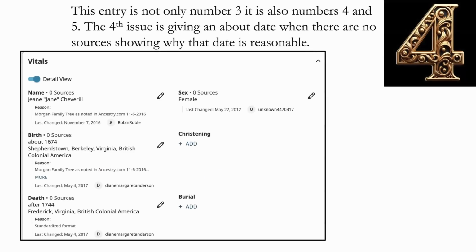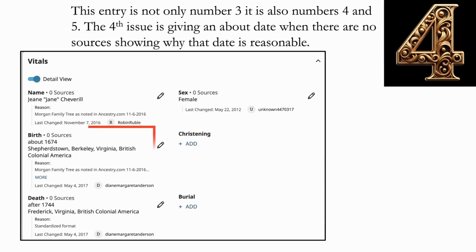Okay, so now we're getting into a little higher, more esoteric type of annoyances here, but they are the kinds of things that we really need to understand. This entry is not only going to have number 3, but also number 4 and number 5. And the fourth issue is giving an about date when there are no sources showing why that date is reasonable.